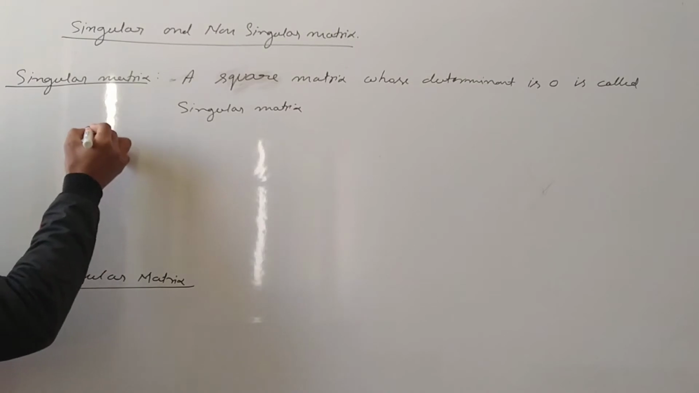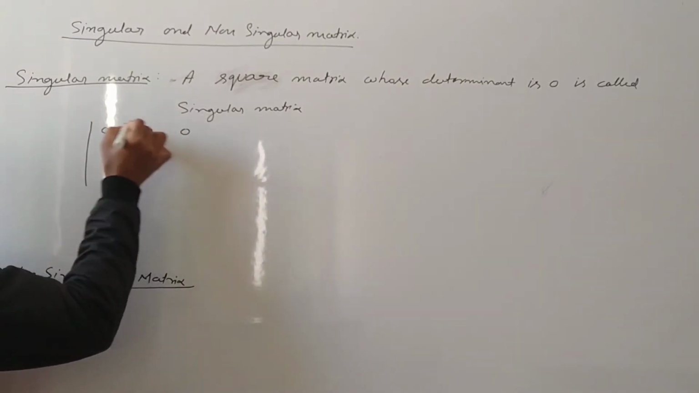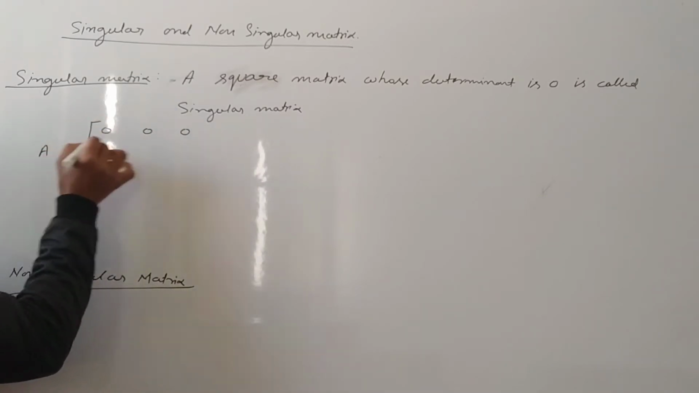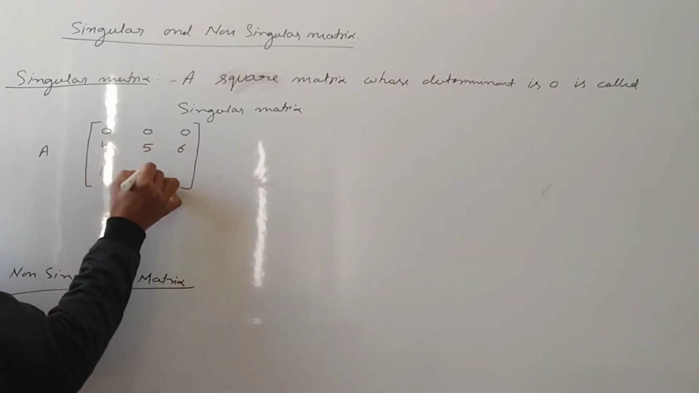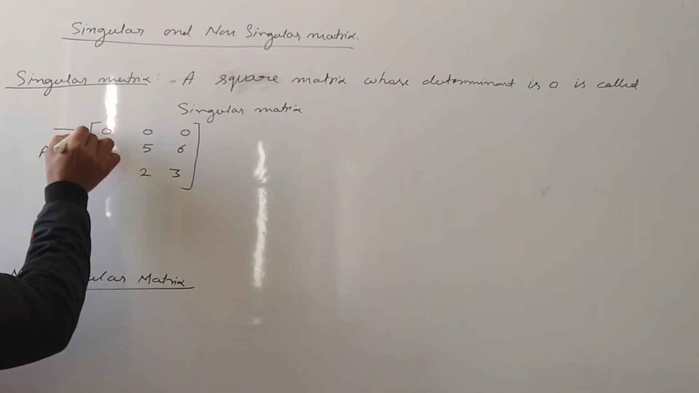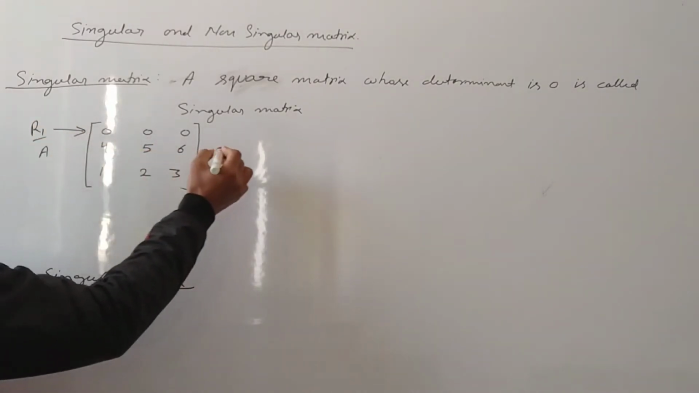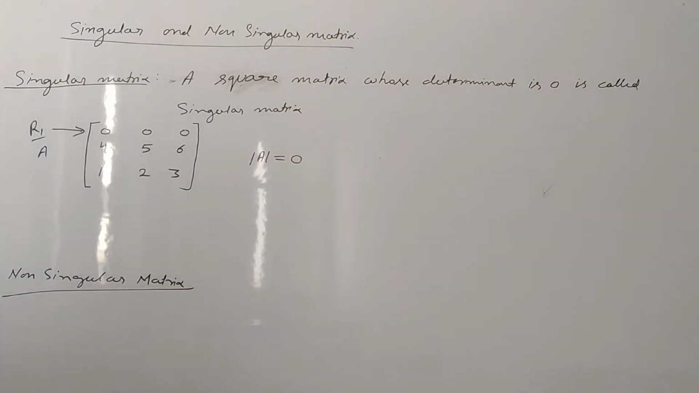It's a very simple definition. For example, suppose this is 0, 0, 0. This is a matrix of order 3 by 3. Second is 4, 5 and 6. Third is 1, 2 and 3. In this case, the first row of this matrix is 0, so the determinant of this matrix is equal to 0. Then this type of matrix is known as a singular matrix. So the definition of a singular matrix is that if the determinant of the matrix is equal to 0, then the matrix is always a singular matrix.